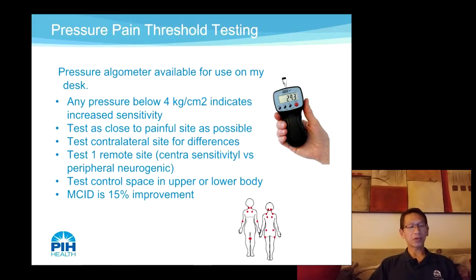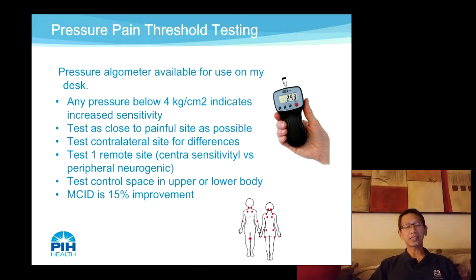So pain pressure threshold, I usually use an algometer, and this can be located on my desk for anyone that ends up needing to use something like that. Any of the pressures below 4 kilograms usually indicates increased sensitivity of the nervous system.